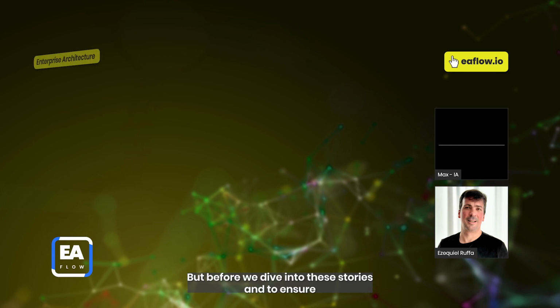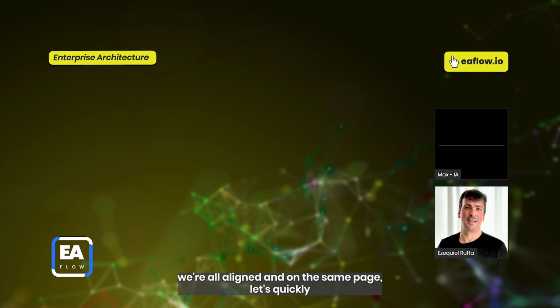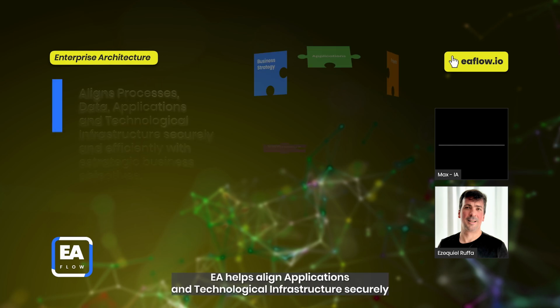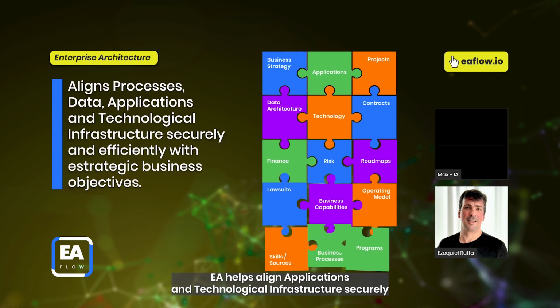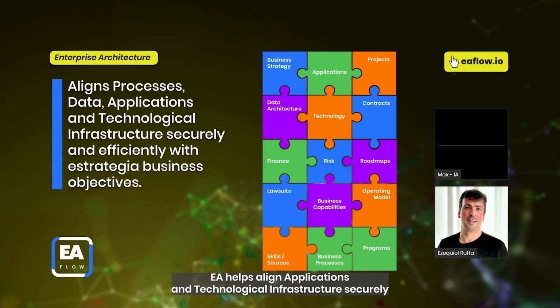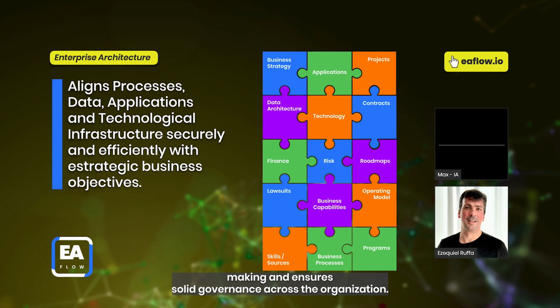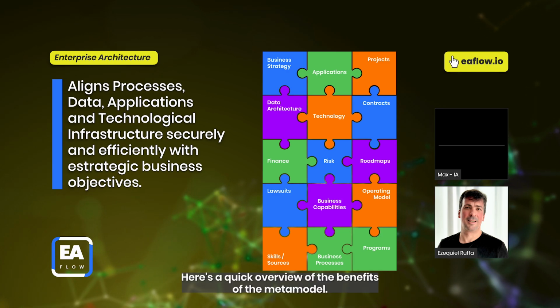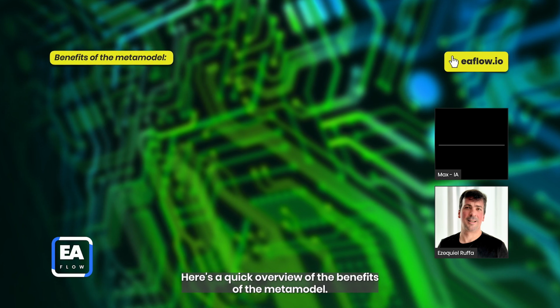But before we dive into these stories and to ensure we're all aligned and on the same page, let's quickly revisit some enterprise architecture fundamentals. EA helps align applications and technological infrastructure securely and efficiently with the business's strategic objectives. It also empowers better informed decision-making and ensures solid governance across the organization. Here's a quick overview of the benefits of the meta model.